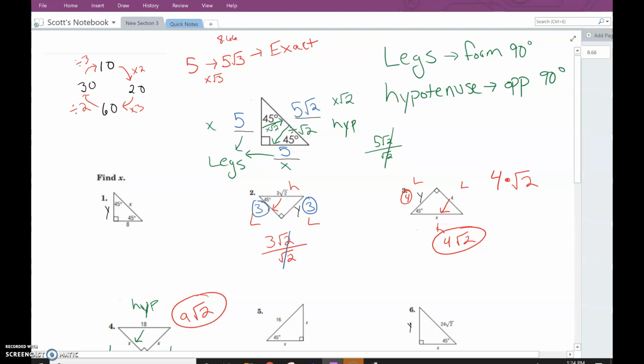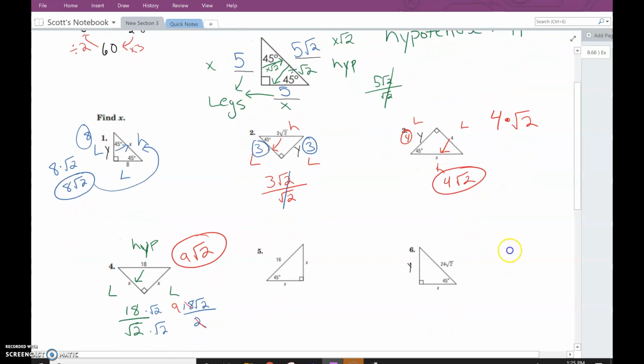Okay, if I look at number 1, connected by a 90, leg, hypotenuse. If that's an 8, if I look back over here, legs are always the same. Follow the pattern, leg to hypotenuse. Going to have to multiply by the square root of 2. So 8 times the square root of 2 is just 8 square root of 2. That would be your answer for x over here, for the hypotenuse.